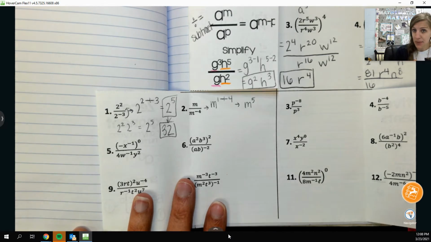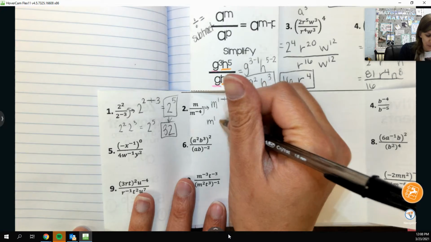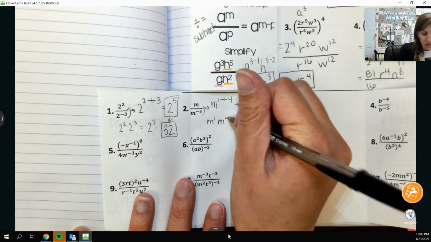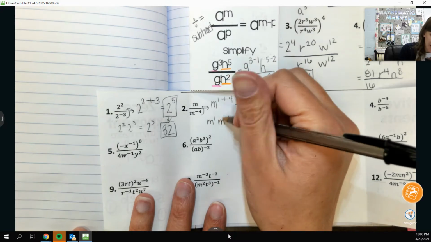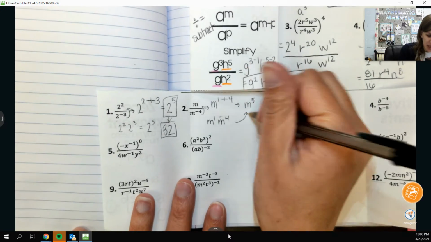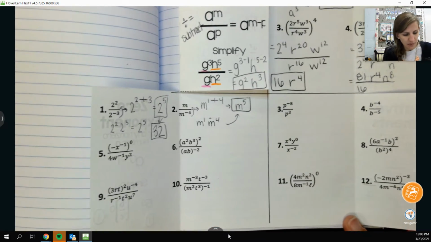Or again, another way to think about it is I've got to move my negative exponent. And so I get m to the 1st. M to the 4th moves to the top, so there's no bottom left. And then because I'm multiplying, I just add. But I still end up with the same answer of m to the 5th. Okay.